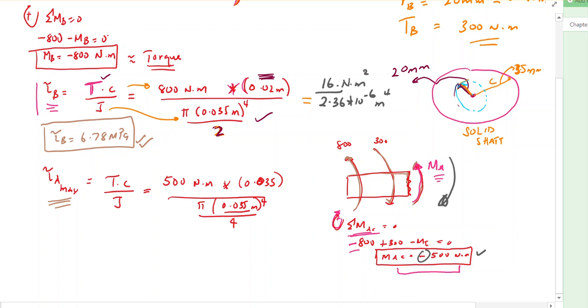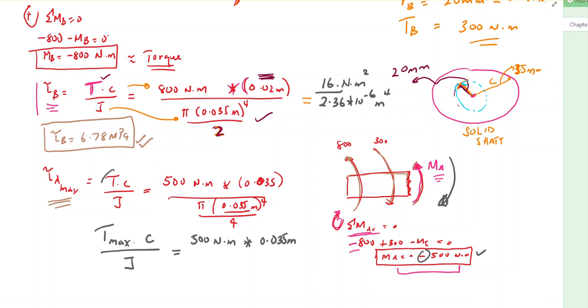But now I know the torque really at that location. So this will be my maximum torque times the radius, divided by J. Okay, and then you have 500 Newton meters times 0.035 meters. And again, I still do this. I think I need to go back to the other way of doing things.